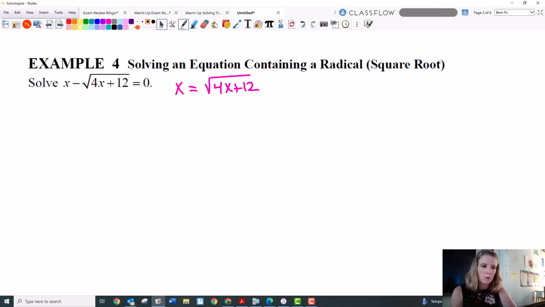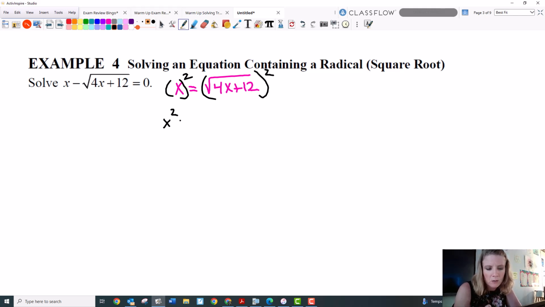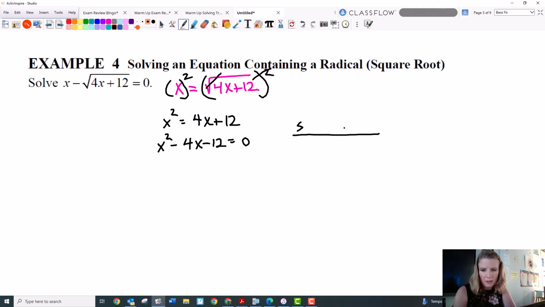So once you get the square root by itself, you're going to square both sides. So then we would have x squared, the squared and the square root give you 4x plus 12. We're going to get everything on one side. So I'm going to move everything onto the side with my x squared. And then we're going to factor.